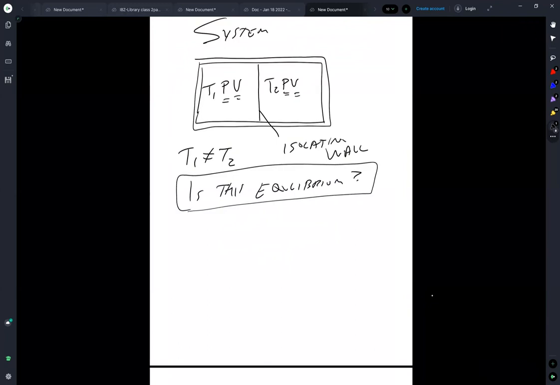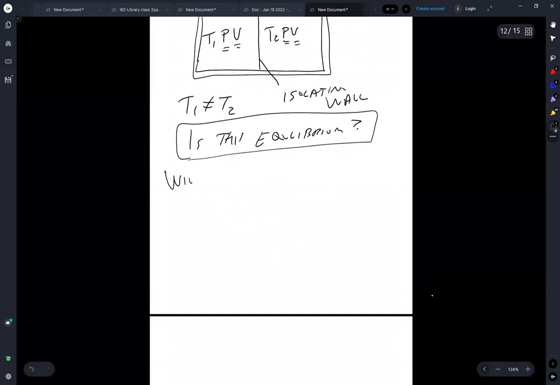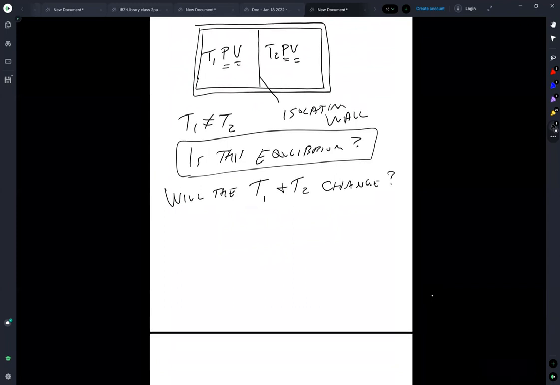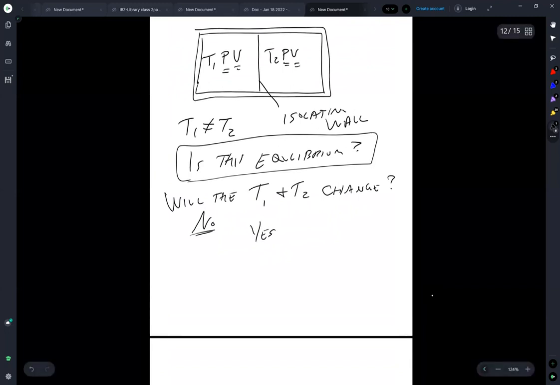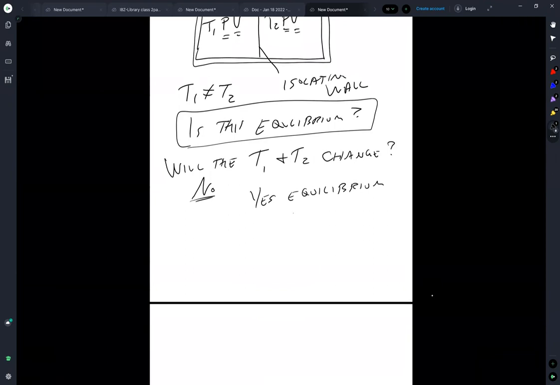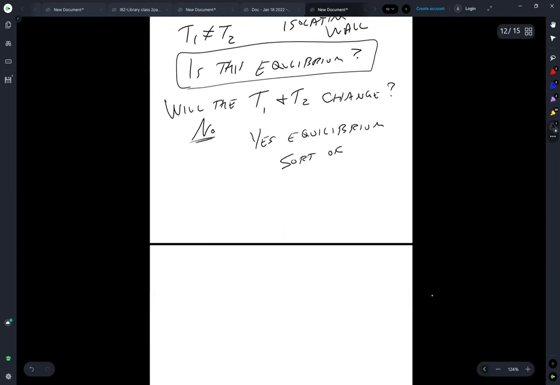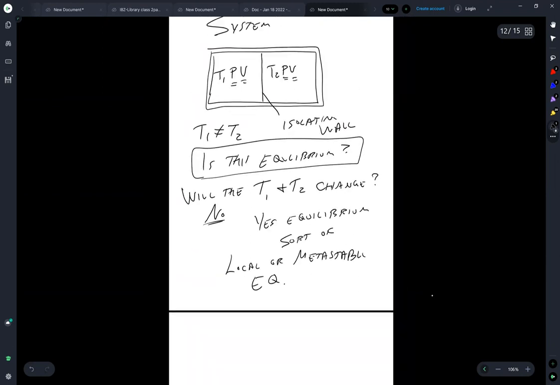Well, you say, will the temperature ever change? As long as we don't move that wall, no, it won't. So yes, these are in equilibrium, sort of. They're in a local or metastable equilibrium, because if I wipe out that wall, then the system will spontaneously evolve.